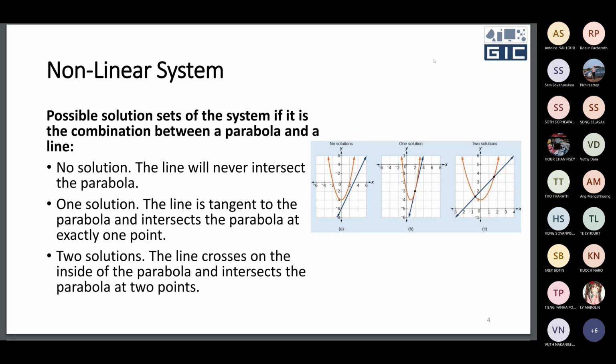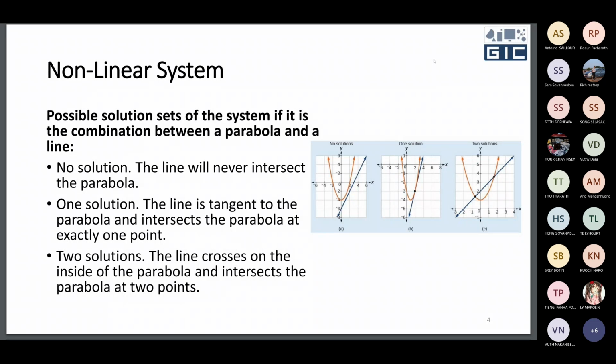But in this case, you don't have infinitely many solutions. You have three different cases. First case, no solutions. In the case of no solution, our line and parabola never intersect each other. When they don't have an intersection point, there is no value that can make both equations true at the same time. So there is no solution for our case.